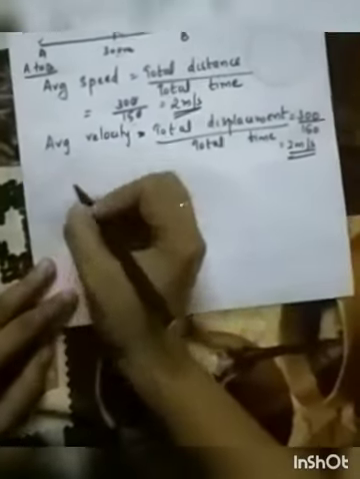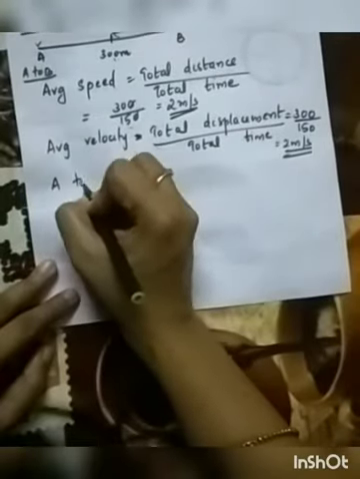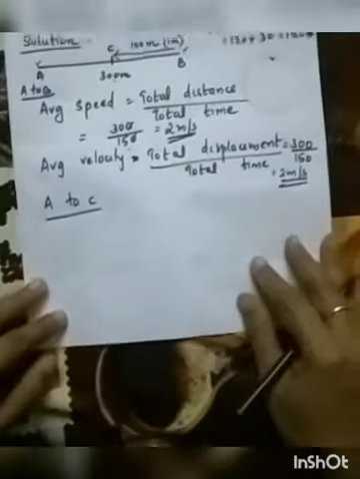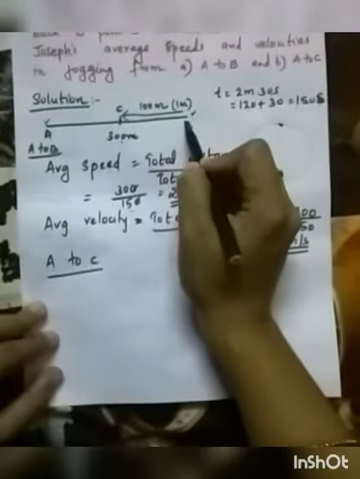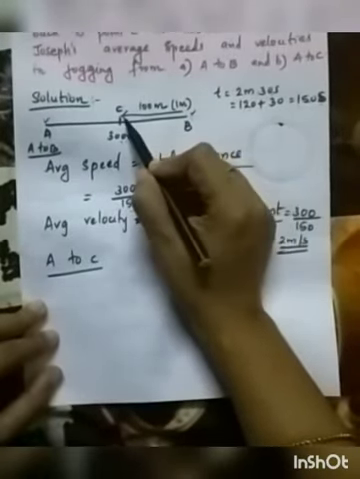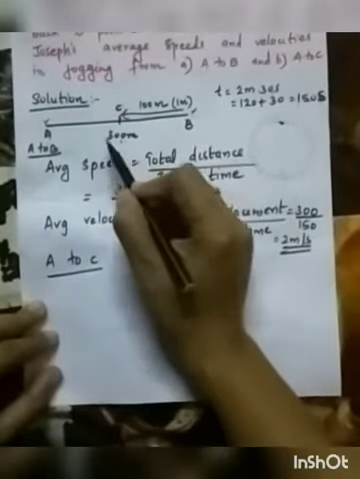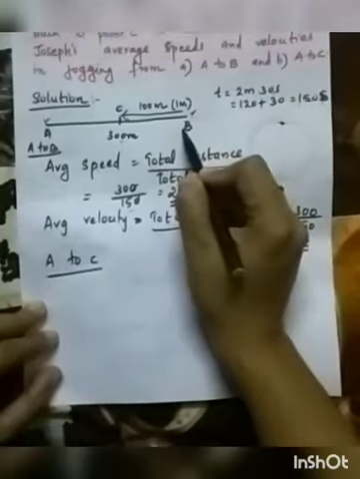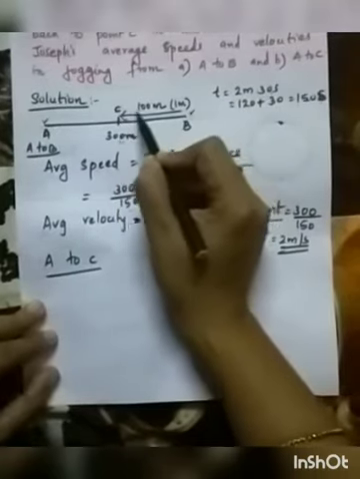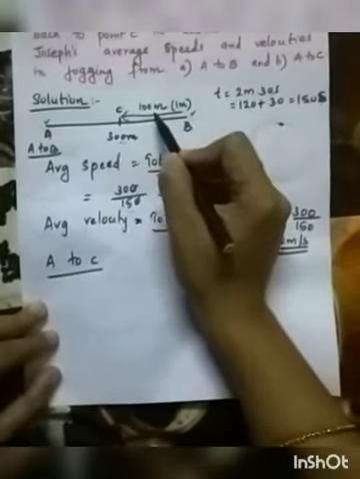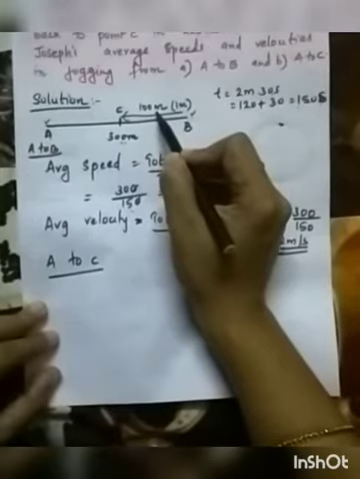Now consider the path A to C. A to C means what? The journey is from A to B, and after reaching B, he turns back and reaches the point C. So what is the total distance traveled here? He traveled from A to B, so the distance is 300 meter. From B, he again moved back and traveled another 100 meter. So the total distance traveled is 300 plus 100, 400 meter.